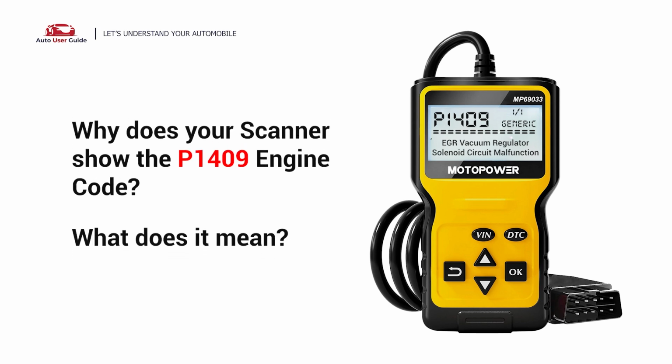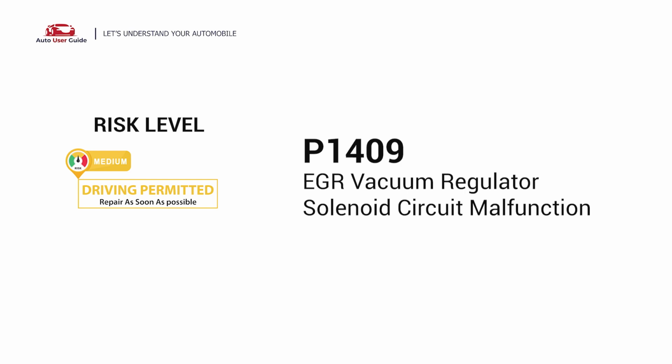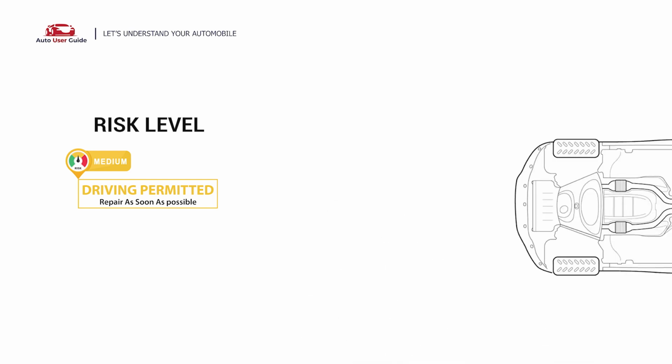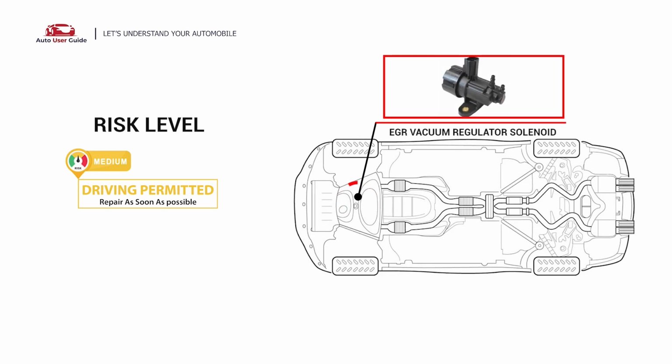Why does your scanner show the P1409 engine code? What does it mean? P1409 is a diagnostic trouble code for EGR vacuum regulator solenoid circuit malfunction. It indicates a fault is detected in the EGR vacuum regulator solenoid circuit. Under this circumstance, short-distance driving is permitted, but your vehicle should be repaired as soon as possible.